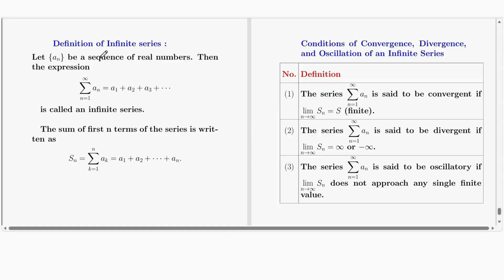Definition of infinite series. Let an be a sequence of real numbers. Then the expression summation n is 1 to infinity an is equal to a1 plus a2 plus a3 plus so on is called an infinite series. So now, first of all, what is given here? An be a sequence of real numbers.